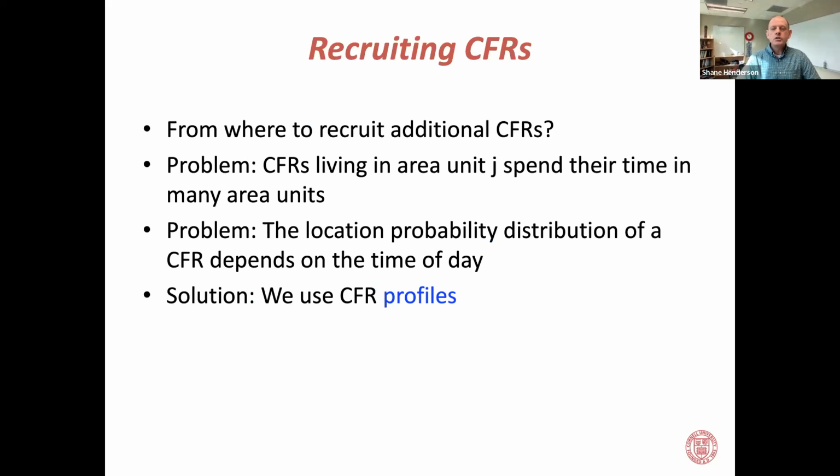But then I mentioned recruiting, and this is where we've been thinking more in this space. When you have a certain number of volunteers, from where should you try to recruit them? The difficulty here is that when we're recruiting volunteers who live in a certain area, they actually spend their time across the city in other locations as well. So that location probability distribution does vary depending on the time of day. At night, you're mostly at home. During the day, you're at work. So we use what we call profiles to try to model that.